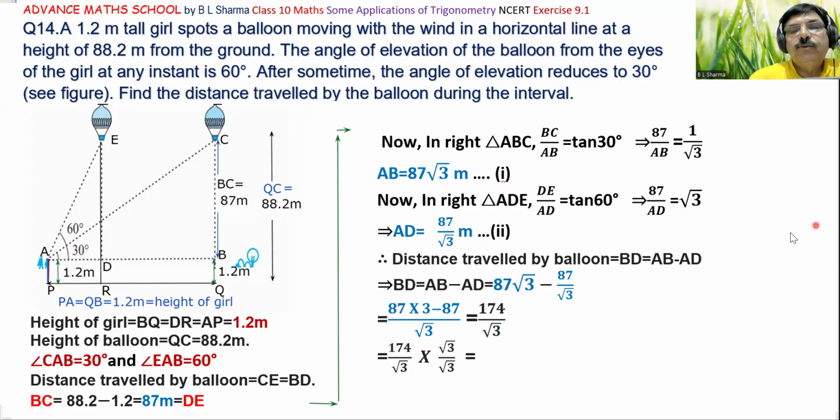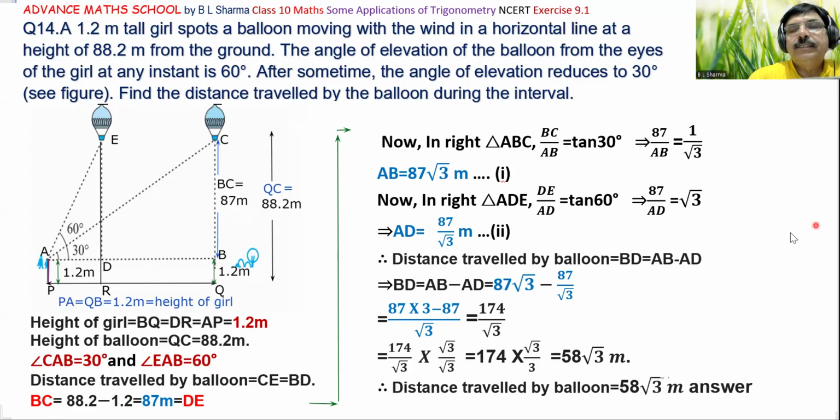Multiply by root 3 into root 3. So that is 174 root 3 upon 3, that is 58 root 3 meters. So distance traveled by the balloon is 58 root 3 meter.